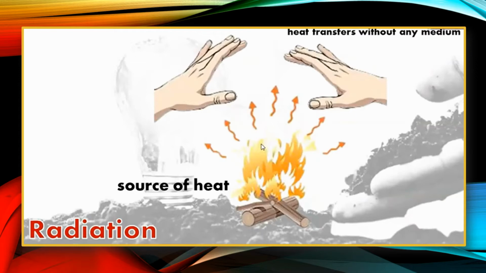Then lastly, we have radiation. The source of heat is fire. If you look at what we have here, the hands are not in contact with the flame, right? Though the hands are not in contact with the fire, the heat will still transfer to the hand. The hand can receive heat without being in contact with the fire. It doesn't need water. It doesn't need any object between the fire and the hand.